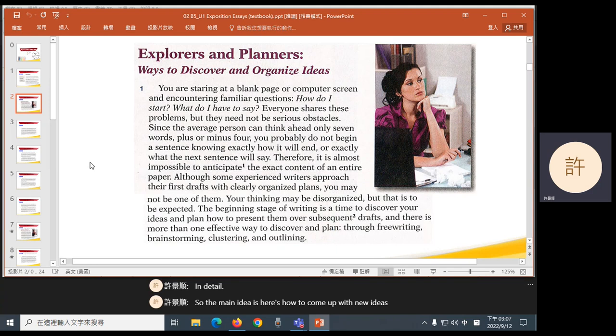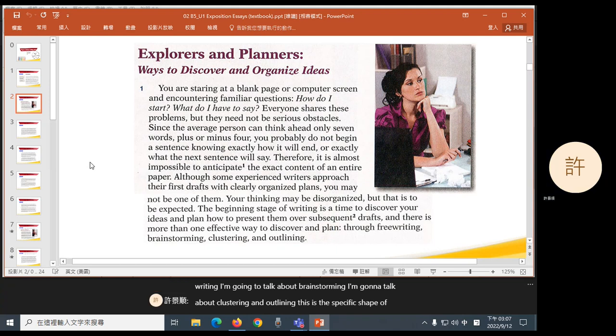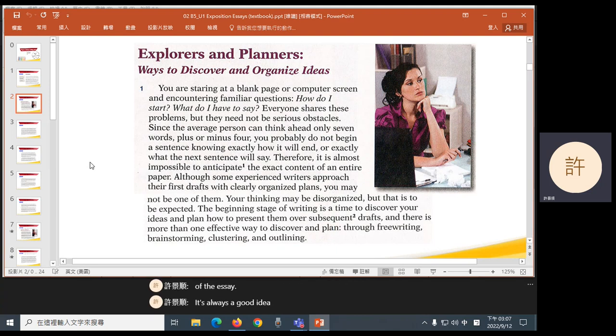But this sentence tells you, okay, I'm going to talk about free writing, I'm going to talk about brainstorming, I'm going to talk about clustering and outlining. This is the specific shape of the essay. It's always a good idea to include this kind of sentence so the reader can be prepared for exactly what the essay will say. So that's what this introduction, this first paragraph does. It builds a connection with the reader, and it tells the reader what the essay will talk about.